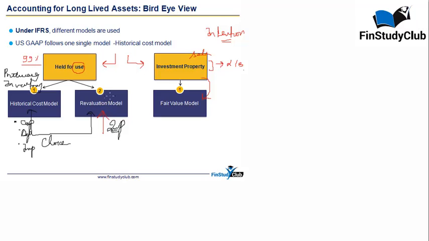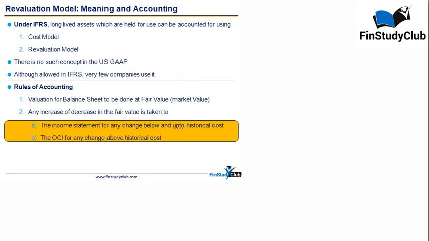want all the students to understand that this is applicable only under IFRS, number one, and only for assets which are held for use. Things are very simple and straightforward under US GAAP, where they follow just one single model, the historical cost model. It doesn't matter whether the asset is held for use or is investment property. So moving on to the details of the revaluation model, the meaning and the accounting aspects. Again, the key point, like I said, only under IFRS, for assets which are held for use.